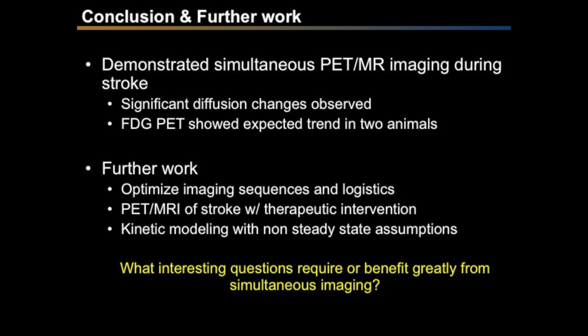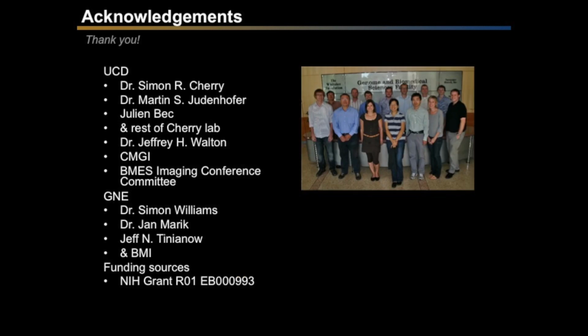One of the examples is that we're potentially looking at seeing the predictive value of NMR in response to therapeutic intervention in stroke. And I think going forward, this question, what interesting questions require and benefit greatly from simultaneous imaging, is going to be very important, because for a lot of applications, you really don't need simultaneous imaging. But I hope that today I've shown you one example of where it might be potentially very useful.